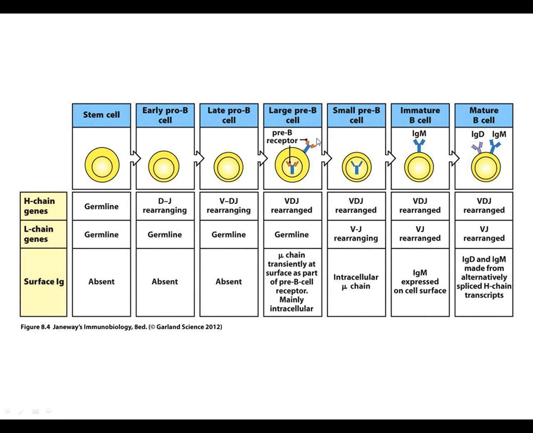After this is successfully signaled, gene rearrangement can reoccur in the light chain. We'll get a V to J rearrangement. Once that's happened, a fully functional IgM will come out to the cell surface, and that's considered an immature B cell. And then once IgD is on the outside, it's a mature B cell.